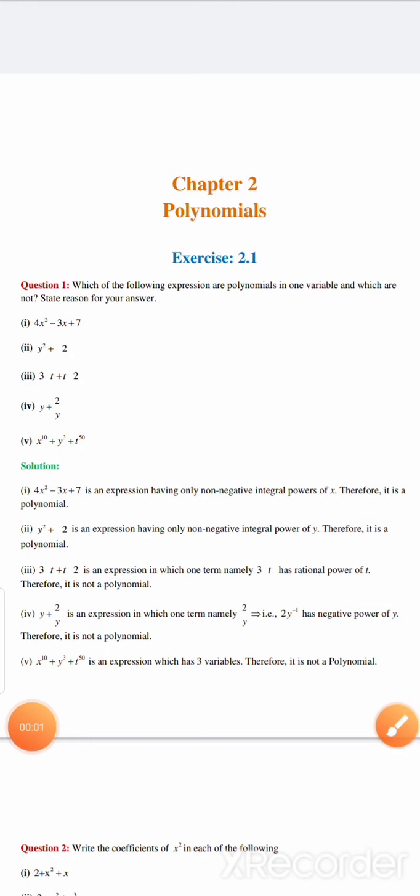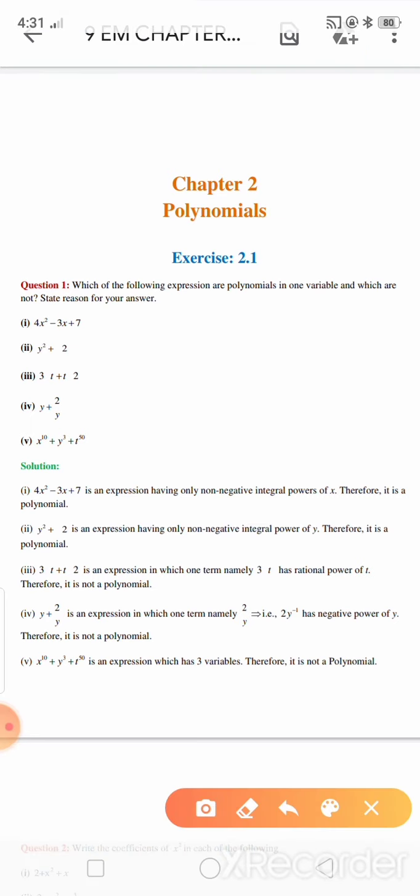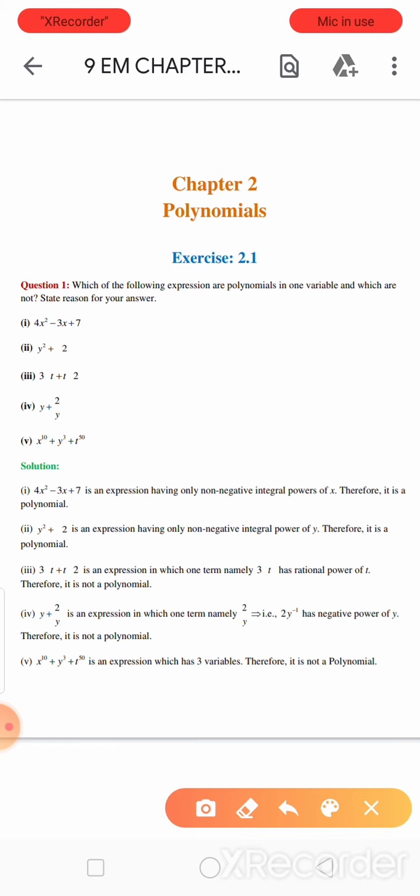Here we start to solve exercise 2.1 sums. In exercise 2.1, question number 1 is: which of the following expressions are polynomials in one variable and which are not. State reason for your answer. It means we have to say whether the expression in one variable is a polynomial or not, and why. For that we have to write the reason.